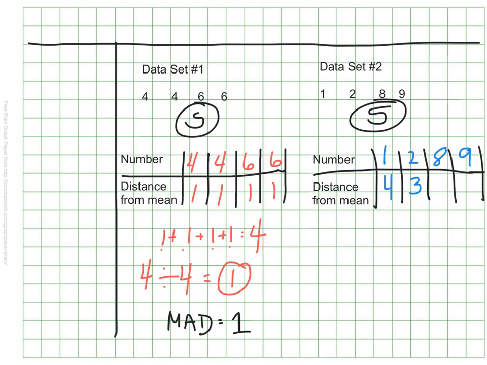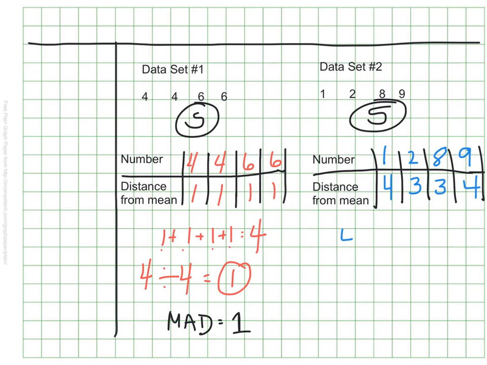2 is 3 away from 5. 8 is also 3 away from 5. And 9 is 4 away from 5. Remember, I don't care if it's more than or less than. I just want to know how far apart they are.